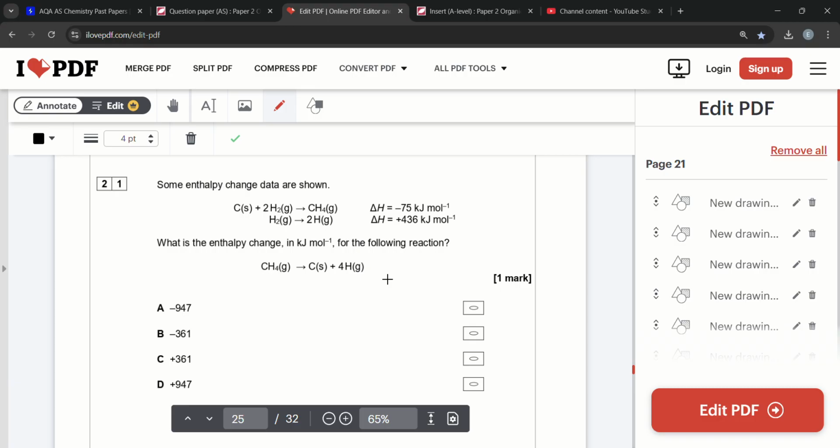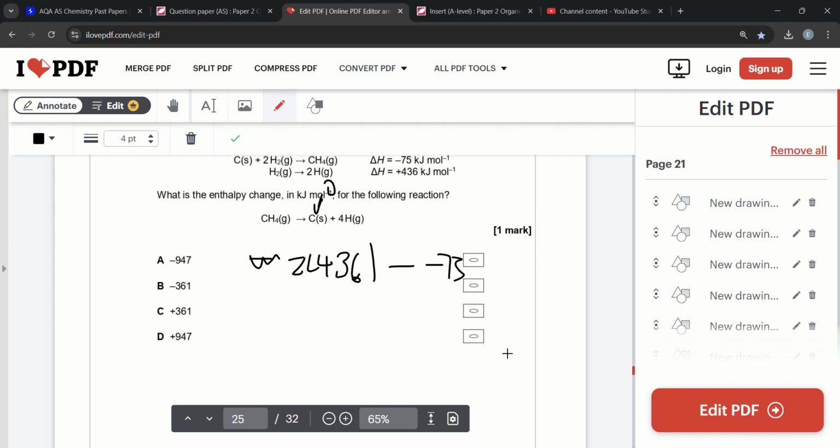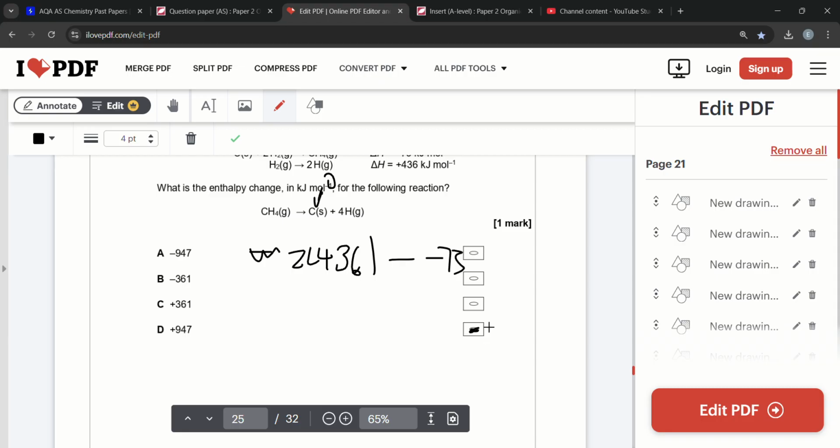No. What's the enthalpy change for the following reaction? Well, products minus reactants. So it's going to be minus, obviously that's by itself, which is 0. It's going to be 2 times by 436 minus 75, which is 947. Products minus reactants.